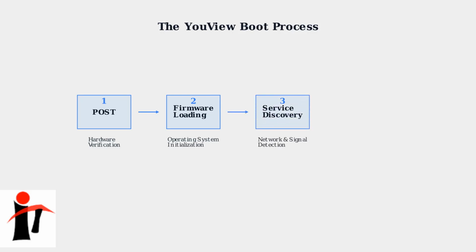First is the power-on self-test, which verifies all hardware components are functioning correctly. Next comes firmware loading, where the operating system initializes and prepares the device for operation. Service discovery follows, detecting both network connections and broadcast signals to establish communication. Finally, application launch activates the user interface and makes all services available for normal use.